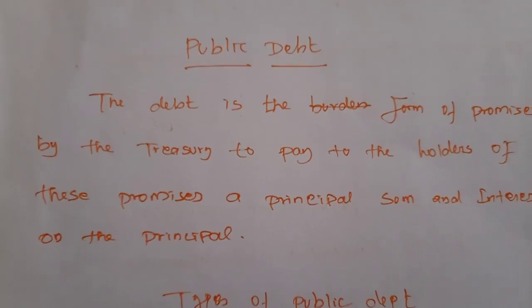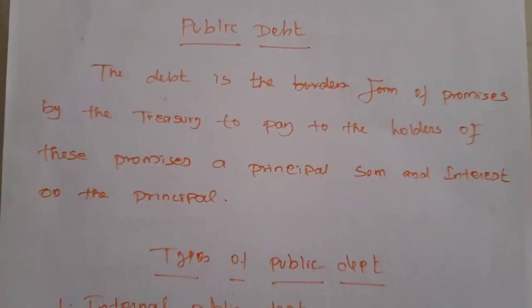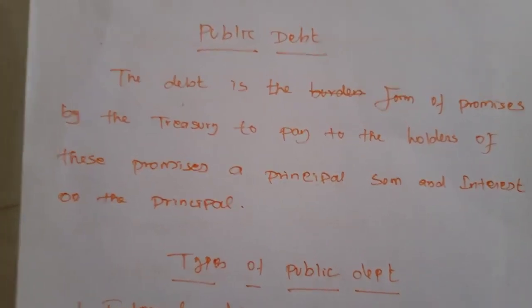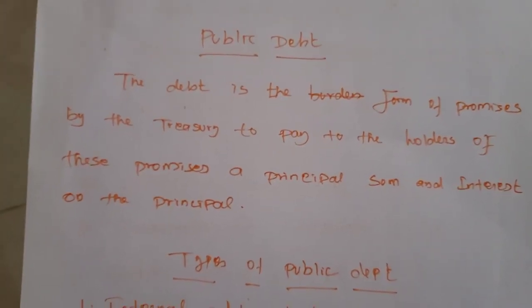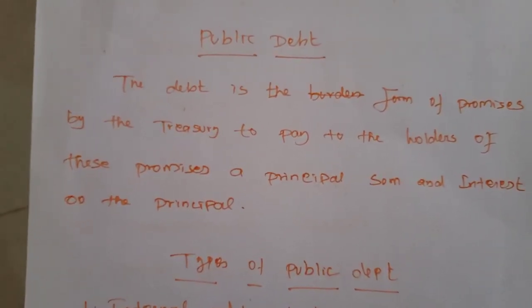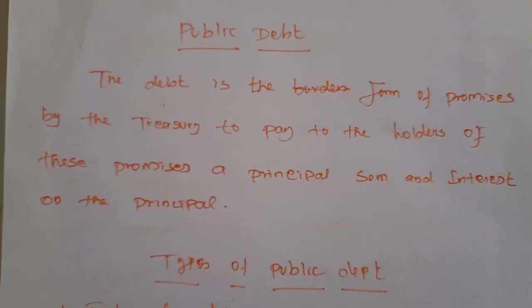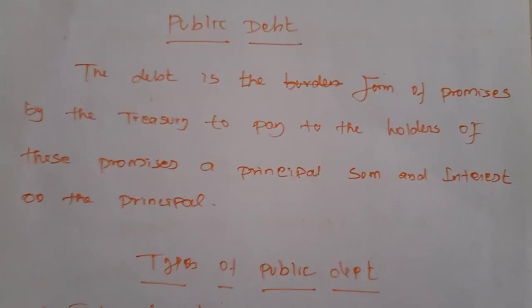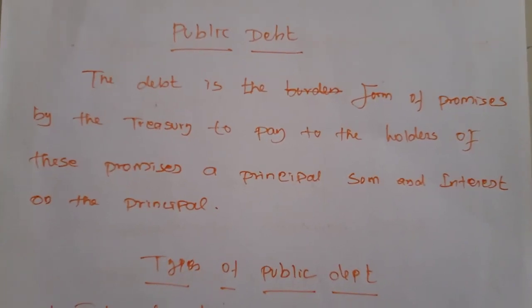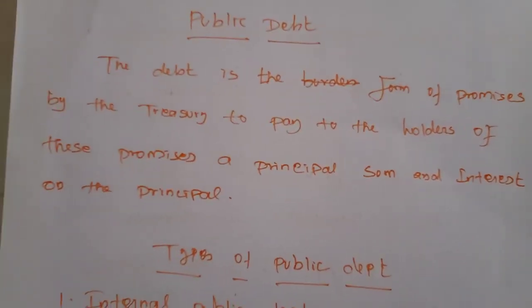Okay students, next public debt. Another concept, the public debt. In the 18th and 19th centuries, the role of the state was minimum. But nowadays the role of government has greatly increased. Now our government is considered a modern state and a welfare state.